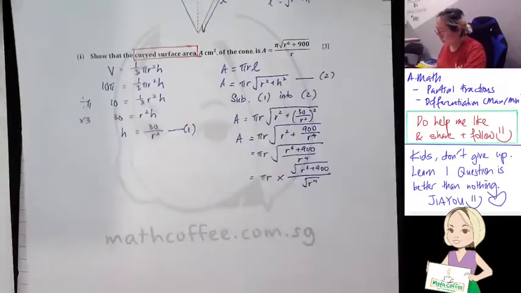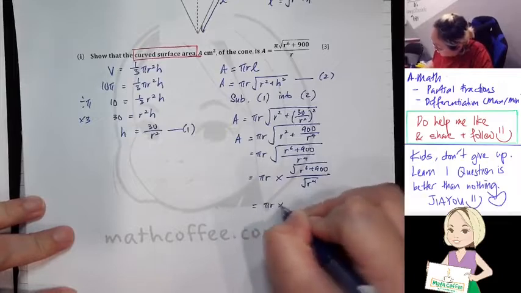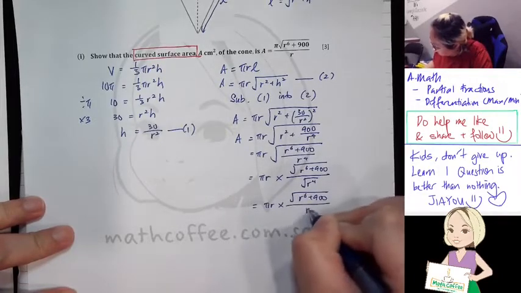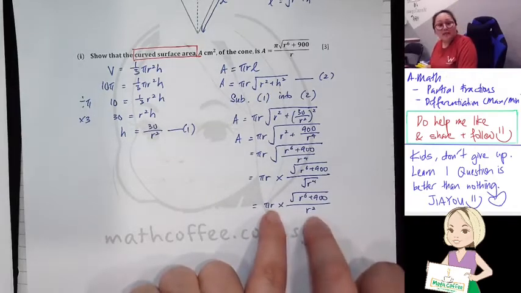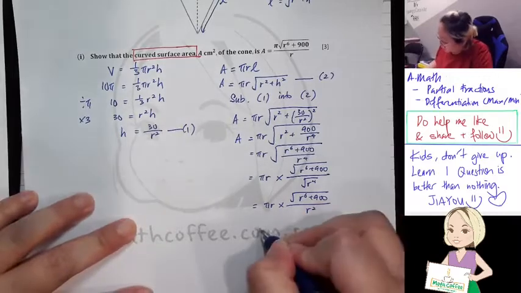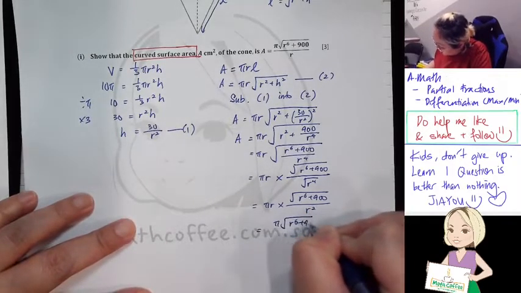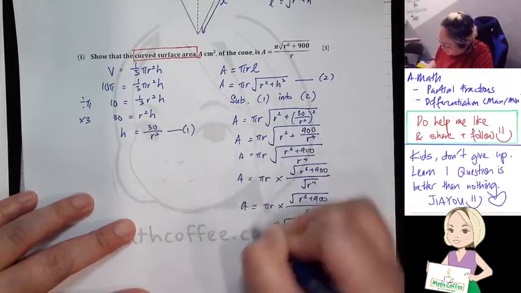Square root of r^4 is just r squared. So π r multiplied by square root of r^6 + 900 over r squared. Can you see that this is r and r squared? It means that I can cancel the r and be left with only one r at the denominator. So now I have π square root of r^6 + 900 over r. And this is exactly what they want us to show.